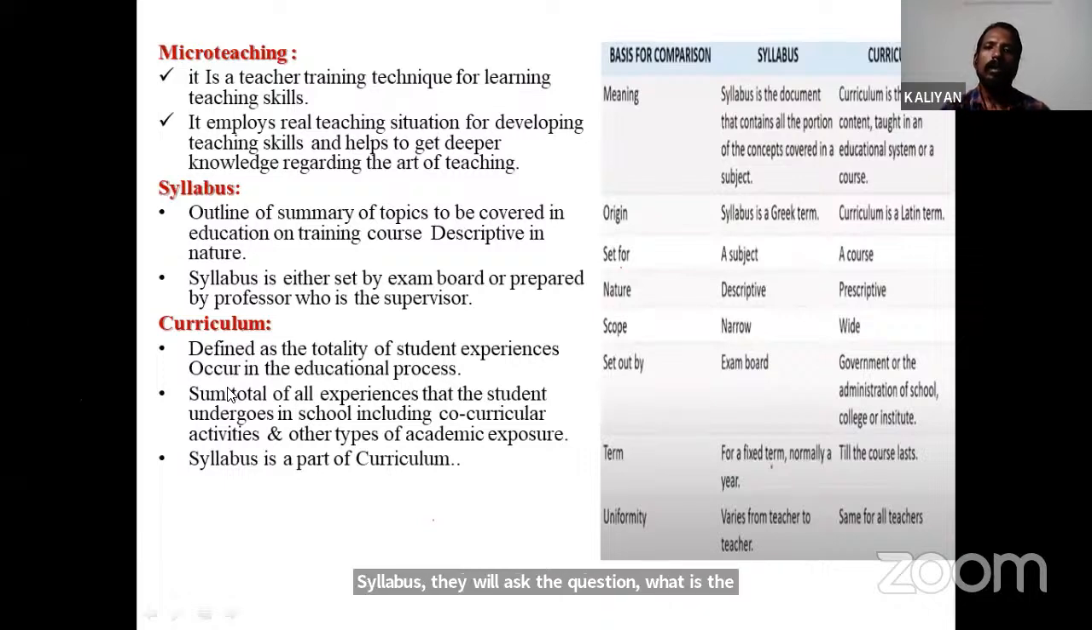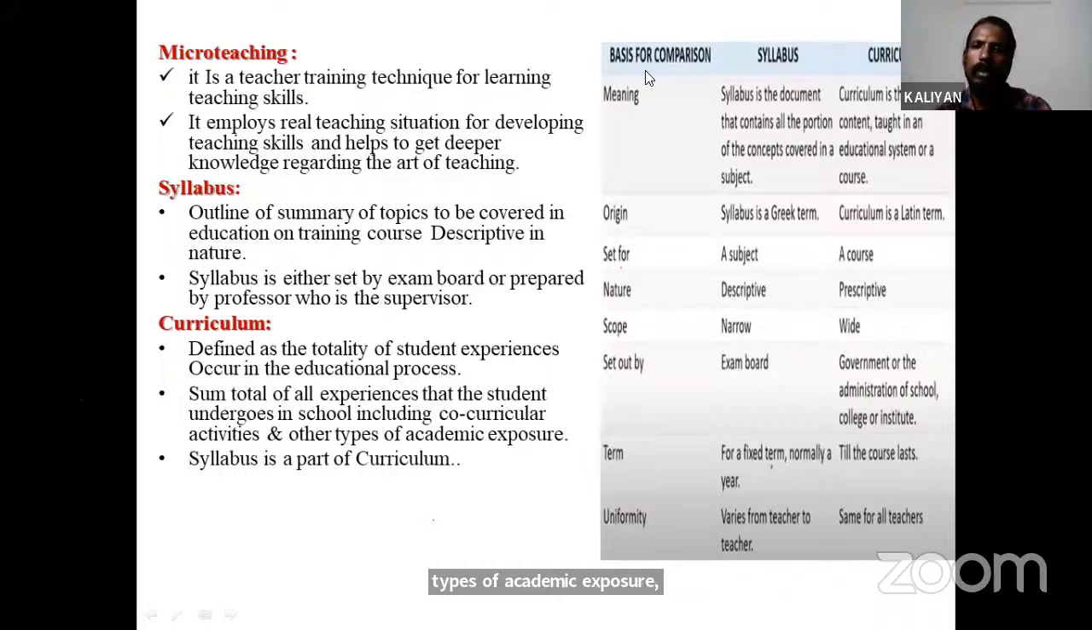So syllabus means a document or summary of the topics to be covered in education or training courses, descriptive in nature. A syllabus is either set by the exam board or prepared by the professor or supervisor. Curriculum defines the totality of student experience in the educational process, the sum total of all the experiences the student undergoes in school, including co-curricular activities and other types of academic exposure. Syllabus is a part of the curriculum.